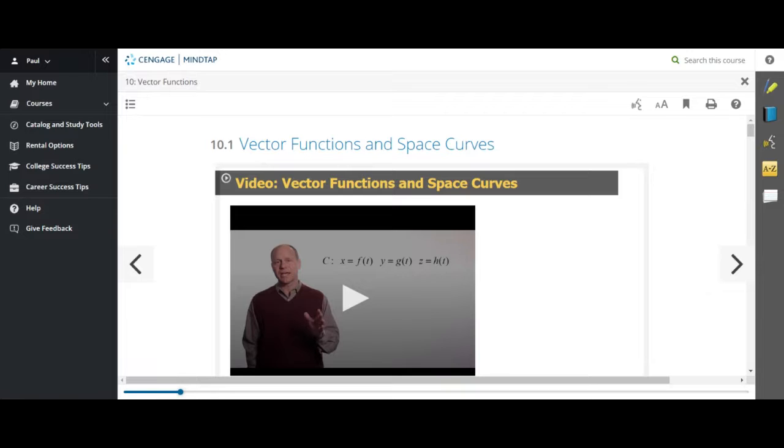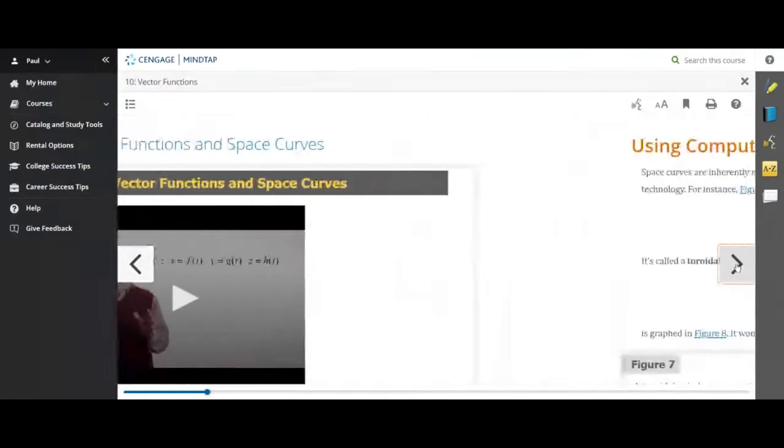Now they mentioned that they actually are going to use vector functions to derive Kepler's laws of planetary motion. We won't get into that, that's a physics application, but nevertheless, it's there in the textbook if you're interested. So, all right, let's go ahead and proceed through here.